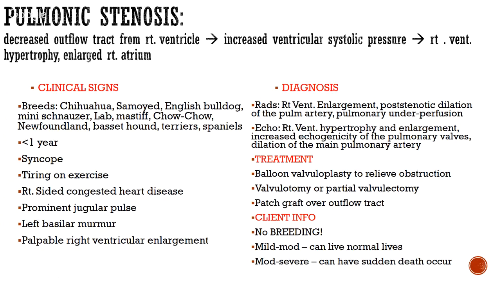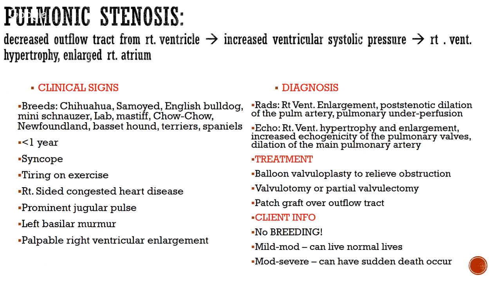Common breeds would be Chihuahua, Samoyed, English Bulldog, Mini Schnauzer, Lab, Mastiff, Chow Chow, Newfoundland, Basset Hound, Terriers, and Spaniels. We will see these signs at less than a year. We may see syncope, tiring on exercise, right-sided congestive heart failure, and prominent jugular pulse. Remember, it's backing up into the right side. What comes into the right side?